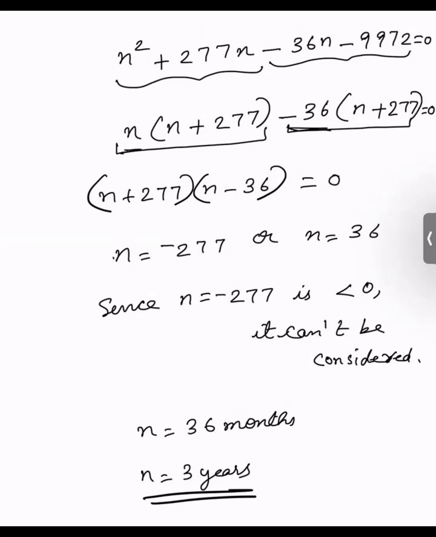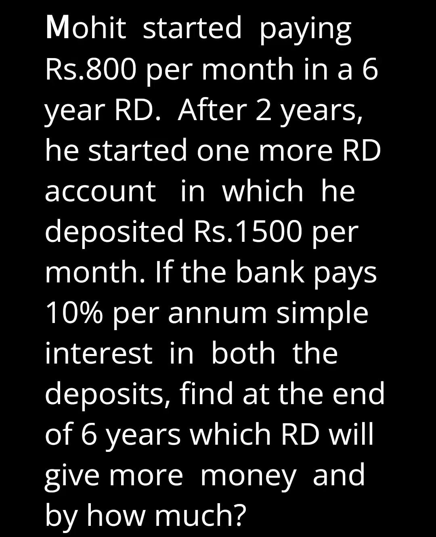So you can write the time for which the account was held. Summarize the answer. Like whatever they have asked, you write it again. The time for which the account was held is 3 years.